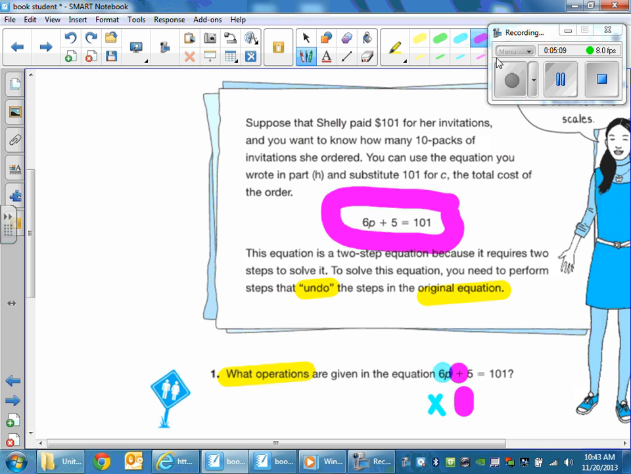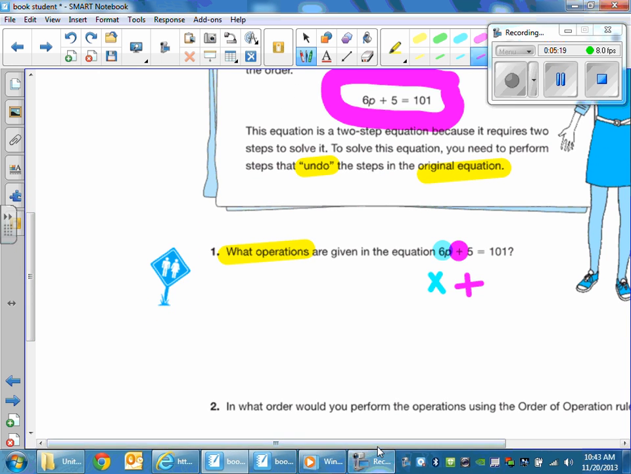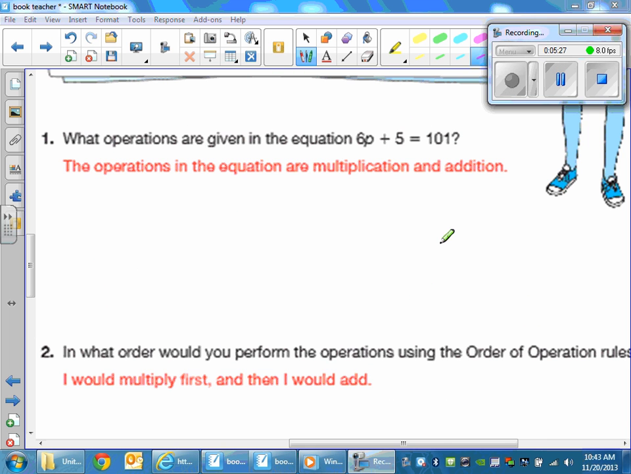So to answer number 1, what did we use? We used multiplication and addition. Answer that. Next question. Number 2. In what order would you perform the operations using the order of operations rules? Think about this for a second. All right, I would multiply first and then I would add.